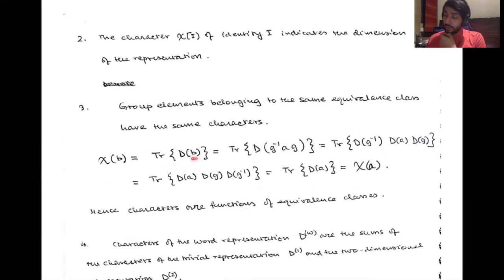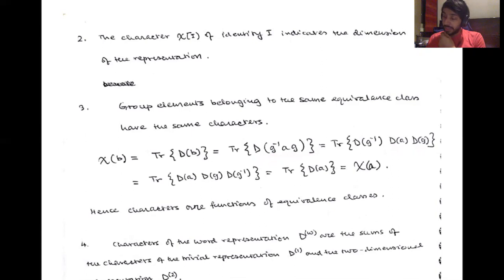Now say dB, so B is, say, g inverse A g. So B and A are going to be in the same equivalence class, right? So this is equal to this. Now you can split this up. D of g inverse A g is D of g inverse into D of A into D of g.